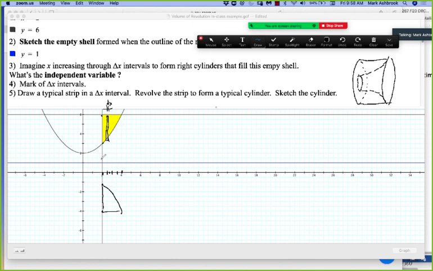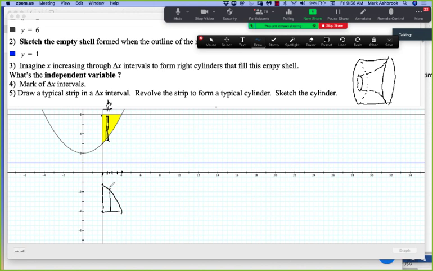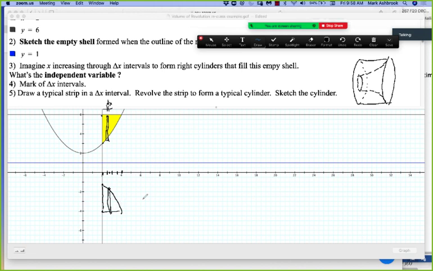We're going to revolve that strip around y equals 1 the same way we did the region. And so that's going to give us something like this. Okay, and so we imagine, what are we going to get? Imagine revolving that strip around the y equals 1 line, and we're going to get a typical something like this. And we said the width of that thing is dx, right?